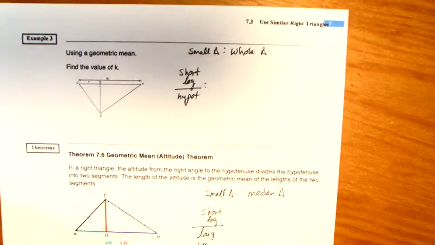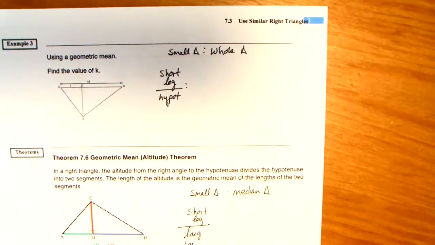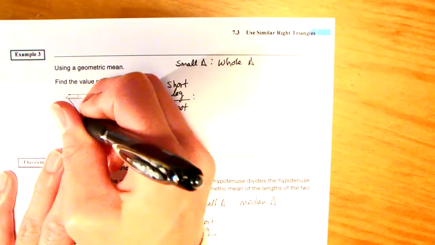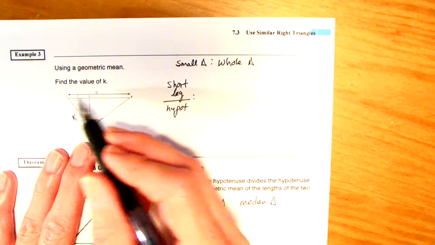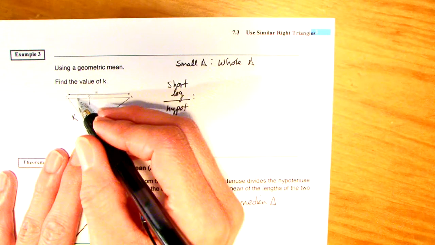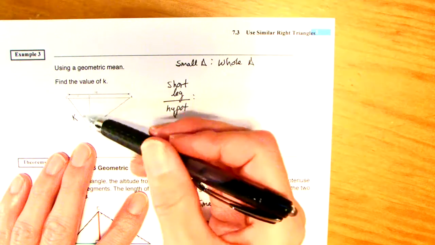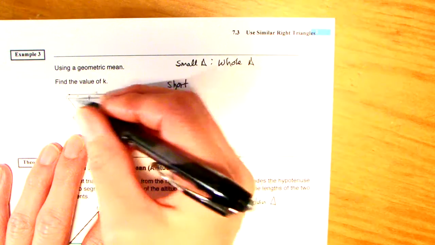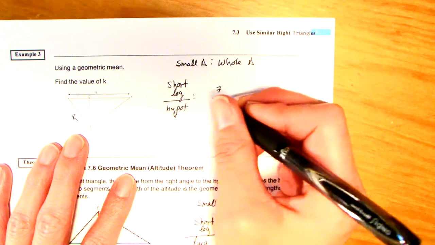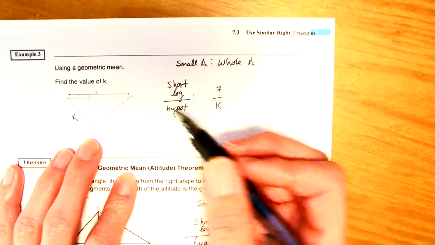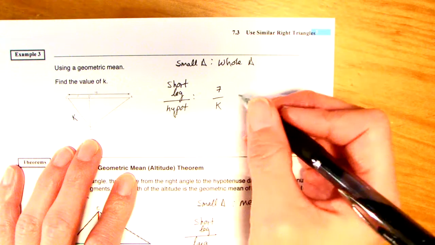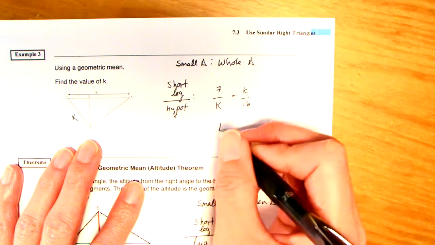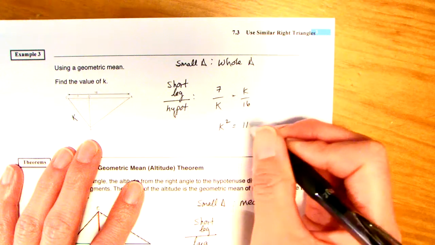Using the geometric mean, find the value of k. Here I already have this, and I've got to fill this in. K is right here. This whole length is 16, and that little part is 7. Since this is on the smaller triangle, I want to compare the short leg to the hypotenuse. The short leg is 7, the hypotenuse is k, and then compare to the whole. This whole thing, the short leg is k, the hypotenuse is 16.